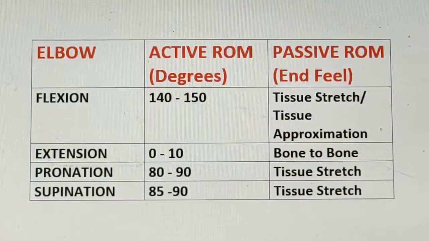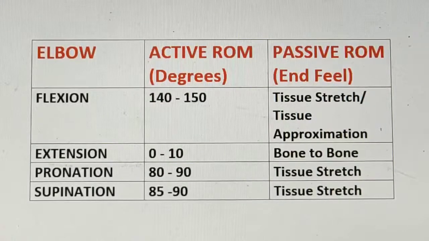Okay, so the next is the extension movement, for which the active range of motion value in degrees is from 0 to 10 degrees. Okay, so the passive range of motion and feel of the extension of the elbow is bone to bone. The reason why it's bone to bone is because when you extend, when you straighten your elbow, the bones at the end of the joint will be joined together, touching each other. So that's why it's bone to bone.